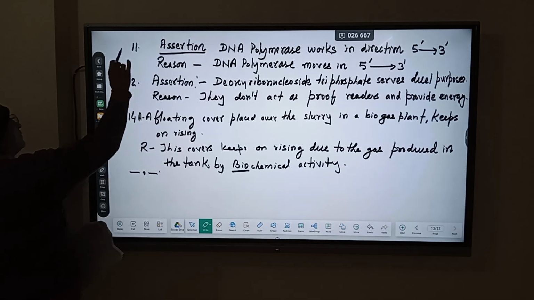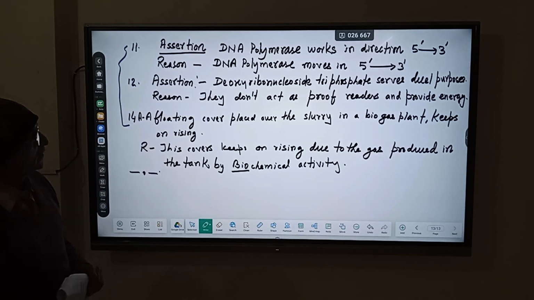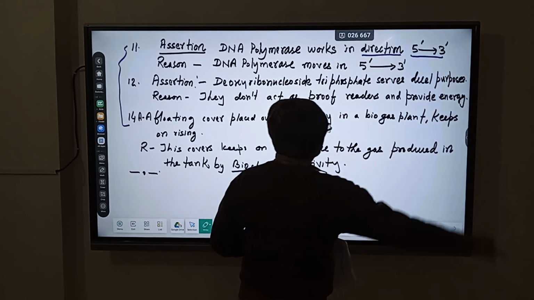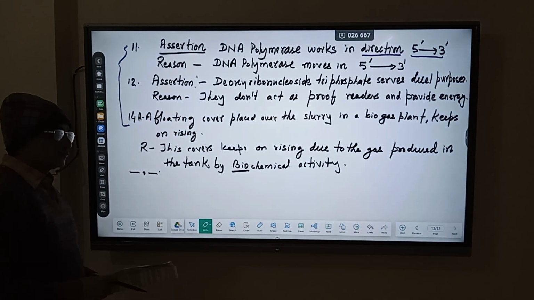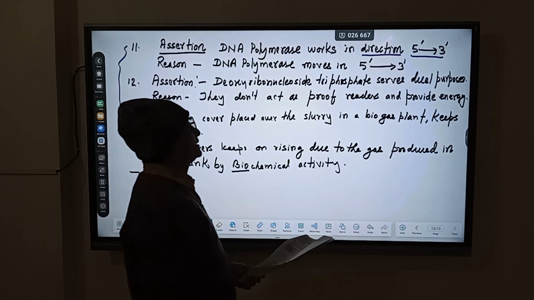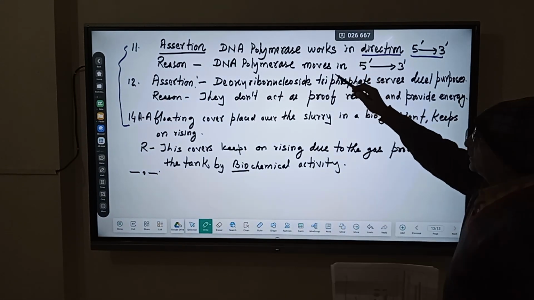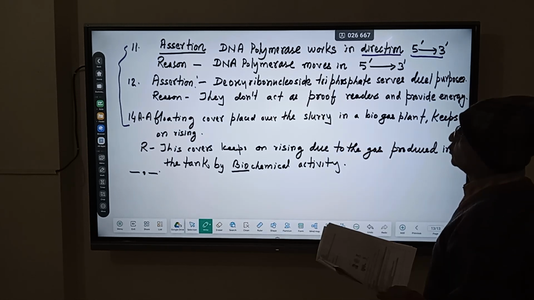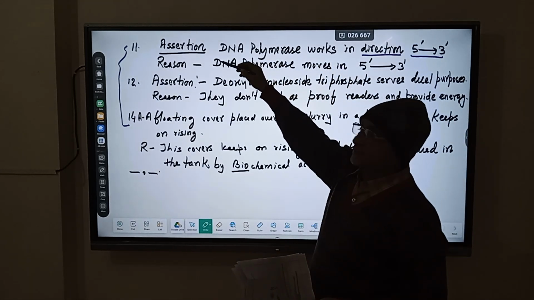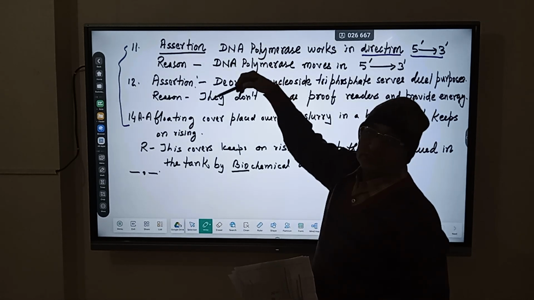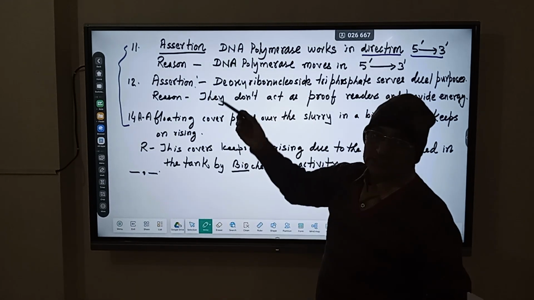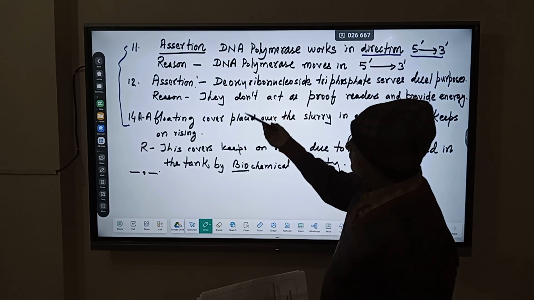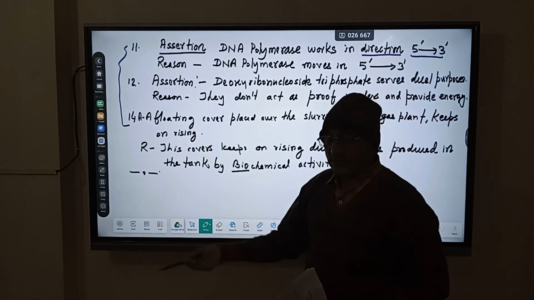Next is assertion and reason type of questions, which I have also made here. Assertion: DNA polymerase works in the 5' to 3' direction. Now you have to answer in A, B, C, D. You are already familiar with the code. If both statements are correct and the reason is the right explanation of the assertion, then your answer will be A. If both are correct, but no relation, then B. If A is true, B is false, then C. If A is false, B is true, then D.